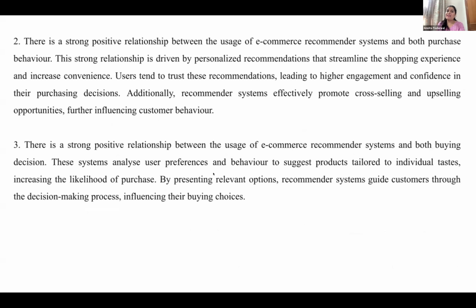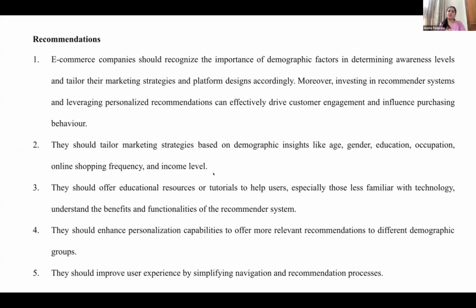There is a strong positive relationship between the usage of e-commerce recommendation system and purchase behavior. The strong relationship is driven by personalized recommendations that streamline the shopping experience and increase convenience. Users tend to trust these recommendations, leading to higher engagement and confidence in the purchase decision. At the same time, our results show a strong positive relationship between the usage of ERS and the buying decision. These systems analyze user preferences and behavior to suggest products tailored to individuals' tastes, increasing the likelihood of purchase. By presenting relevant options, recommendation systems guide customers through the decision-making process, influencing their buying choices. After these findings, here are a few recommendations from our research paper.